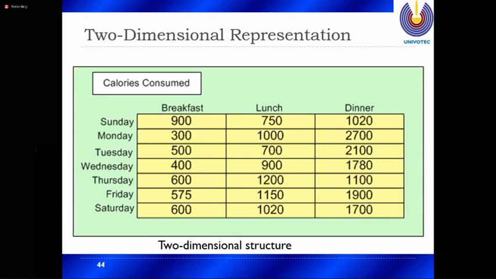This is the calories consumed over 7 days. This is two-dimensional because there are 3 food times and 7 days. The food times are breakfast, lunch, and dinner. These are the days, Saturday, Sunday, and so on, and these are the rows. Each row has 3 values.